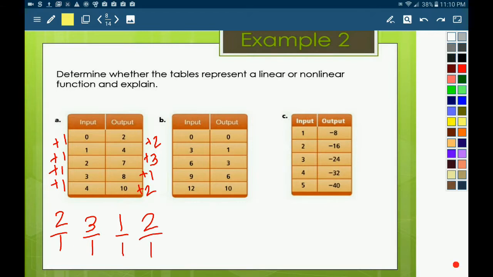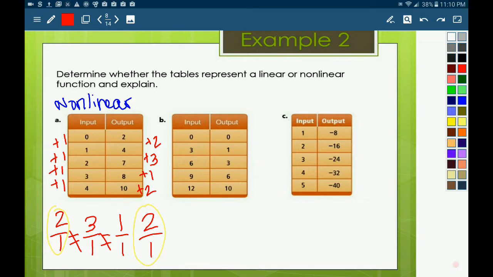Okay, since only 2 of them are equal to each other, that is not linear. All 4 of them need to be equal to each other. So since 2 does not equal 3, does not equal 1, we would say that this is non-linear. Okay, so now let's take a look at the second one.